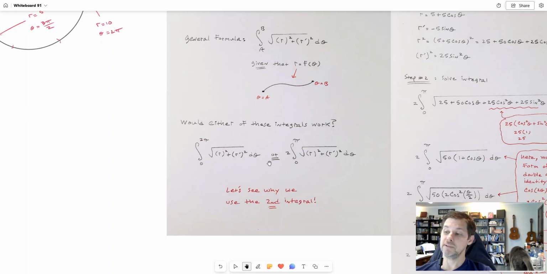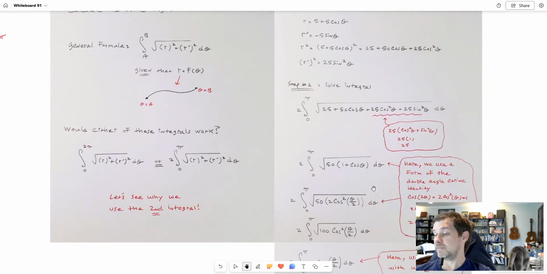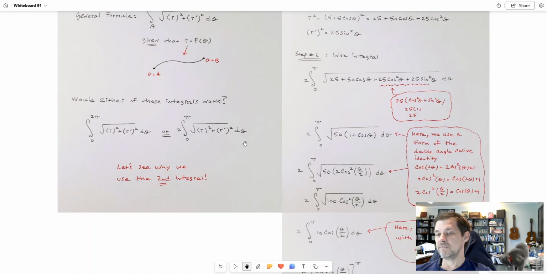So in principle, it seems like either of these would work. But it turns out, because of the way that we simplified this integral once we set it up, we need to use this second form and not this first form. Okay? So here's what I'm going to do. I'll solve this problem with this setup: 2 times the definite integral from 0 to pi. Okay? And then after I solve that, I'll tell you why this first one is no good.